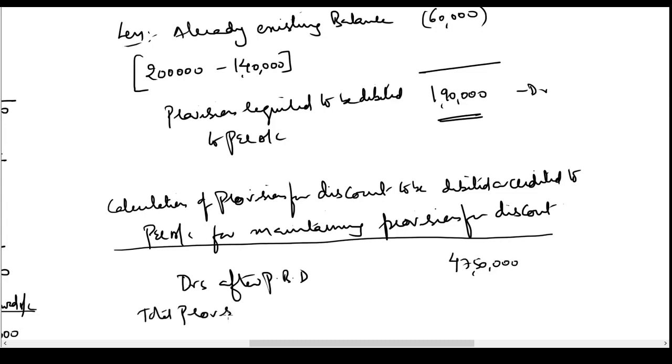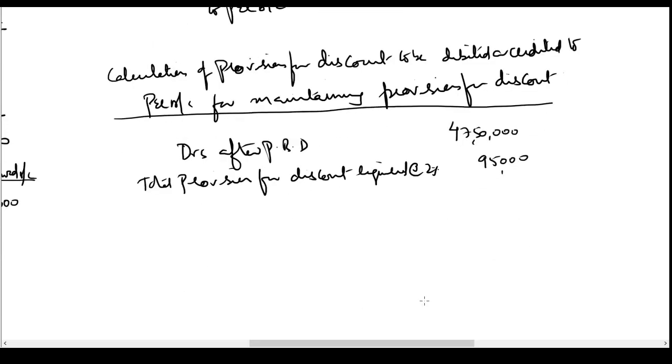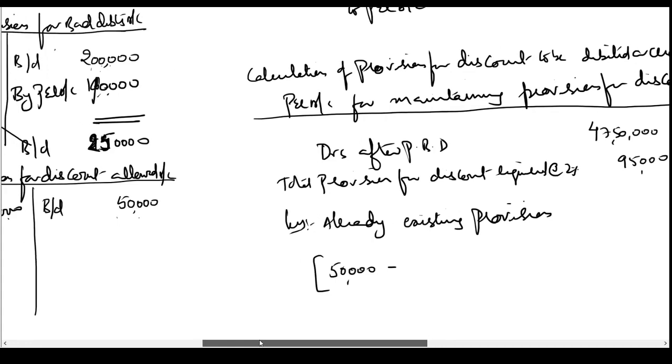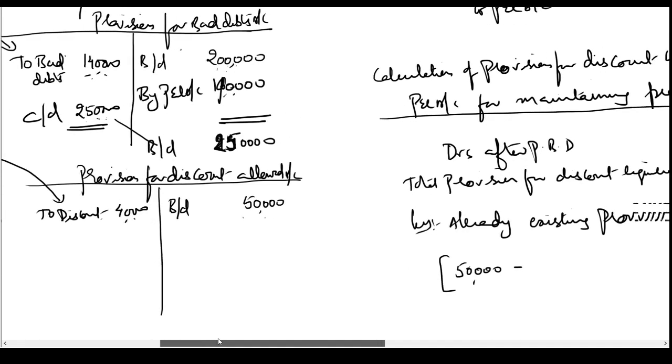Total provision for discount required. At the rate of 2%, that will be 95,000 rupees. 2% of 47,50,000 is 95,000. So this is the amount I require totally, less already existing provision. So how much do I have already in my provision for discount? There was a credit balance of 50,000, out of which I have used up 40,000.